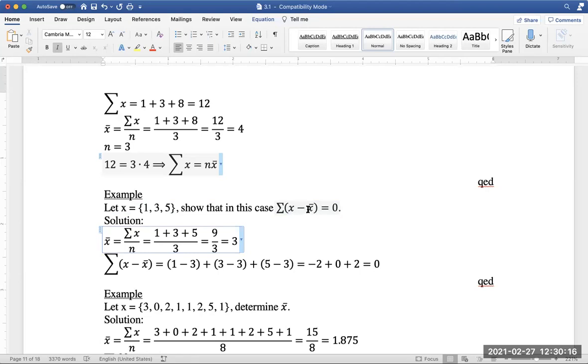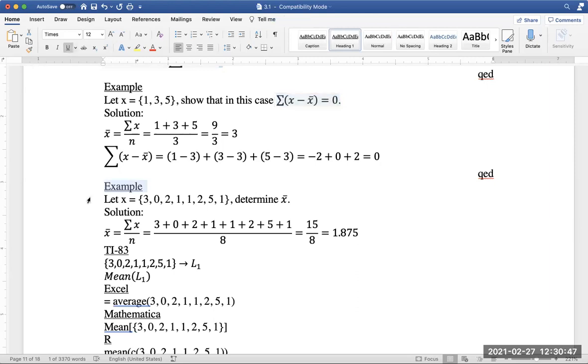So let's find the sum of X minus the sample mean. Let's take all our sample data values and subtract 3 from them. 1 - 3 is -2, 3 - 3 is 0, 5 - 3 is 2. Add these up: -2 + 0 + 2 is 0. So indeed, the sum of the deviations from the mean is equal to 0.